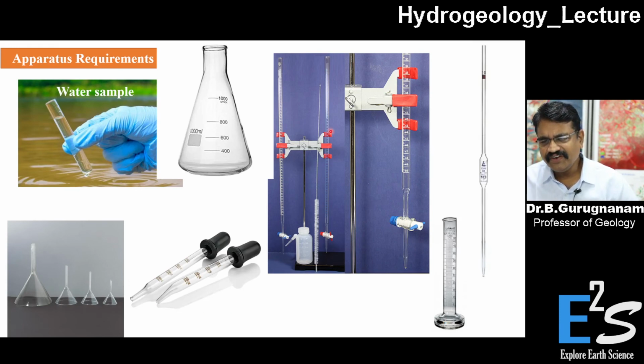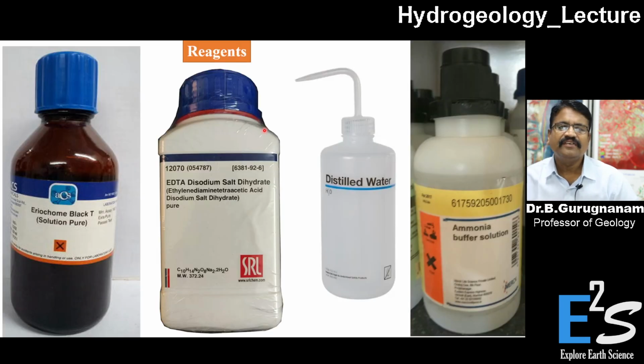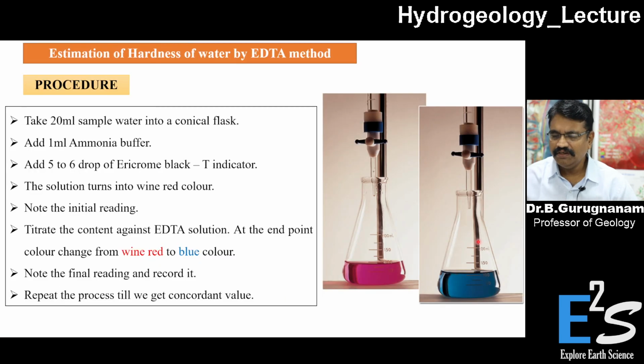And these are the different apparatus used, as you are well versed with hydrogeochemistry. I think I don't need to explain this. And these are the different reagents like Eriochrome Black T solution, pure EDTA disodium salt hydrate, deionized water, and ammonia buffer solution. And the estimation of hardness of water by the EDTA method: take 20 ml of sample water into a conical flask. You take 20 ml of water, add 1 ml ammonia buffer.